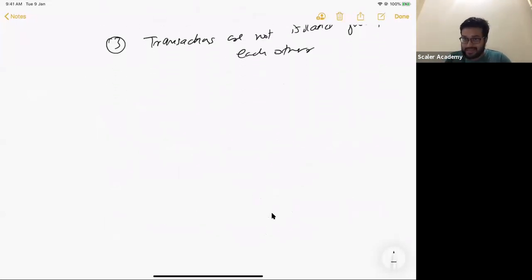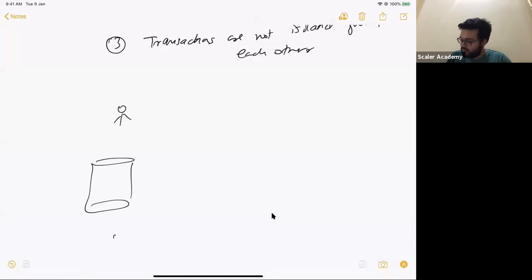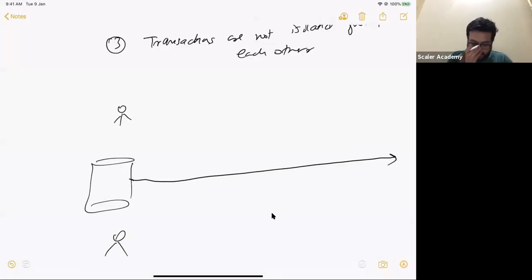Now let me try to give you an example which we are going to use again and again in this class, which explains everything to us. Okay. So let's assume there is a piece of data sitting in this DB. There is a user 1, there is a user 2. Okay. And that piece of data, there is a timeline, right? This is real time, physical time. Okay. Now what happens? Let's say this is a piece of data called X. And let's say the value of X at the beginning was 2.